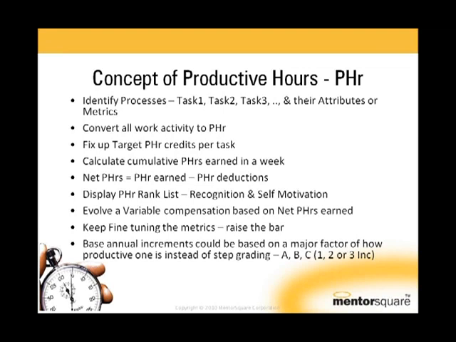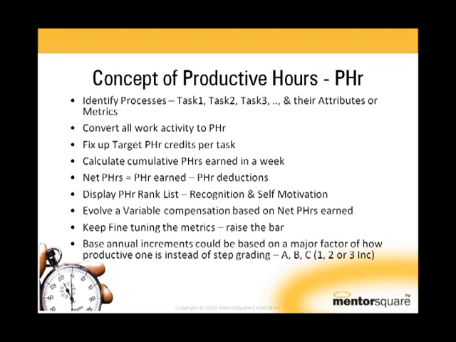So inculcate a culture in the organization that these metrics are not just targets. Don't fix targets. These targets can keep going up and up depending on the skill sets and training, etc. Based on this, including your annual increments, which are typically done by grouping people like A, B, C, or 1, 2, 3 increments, instead of that, you can always give them a percentage based compensation based on the productive hours that they earned in a particular month or a year.